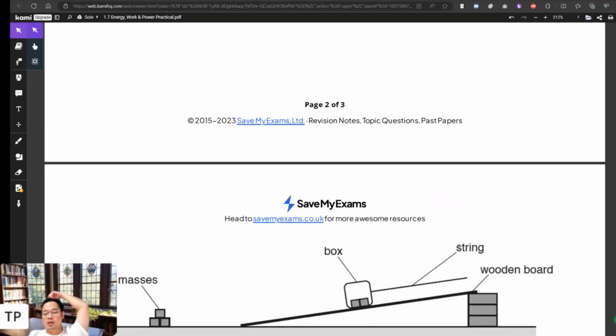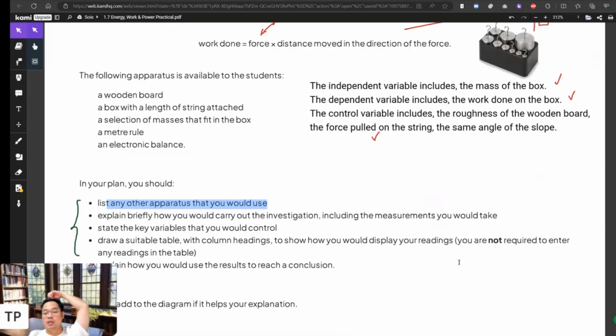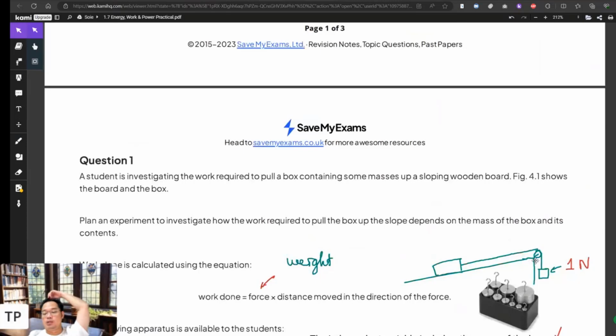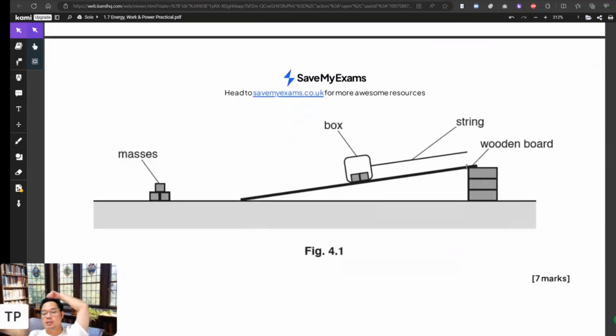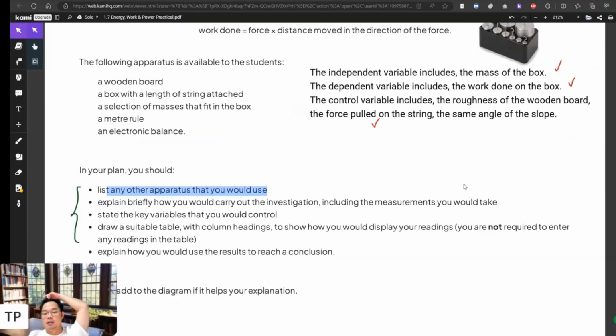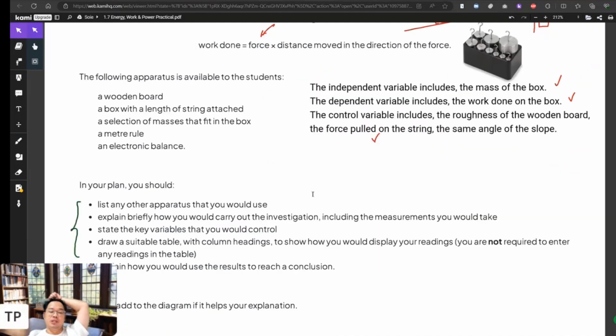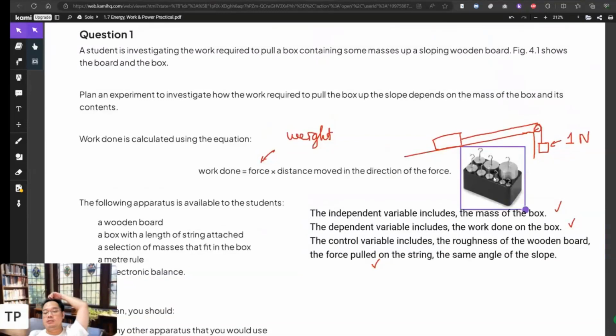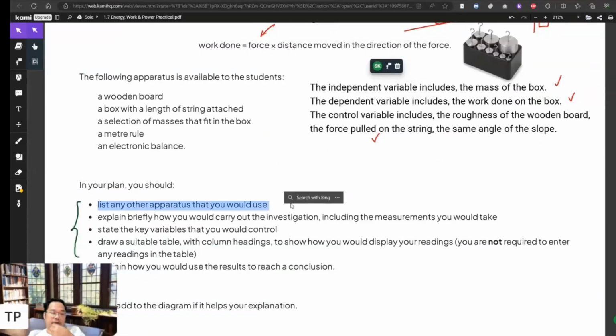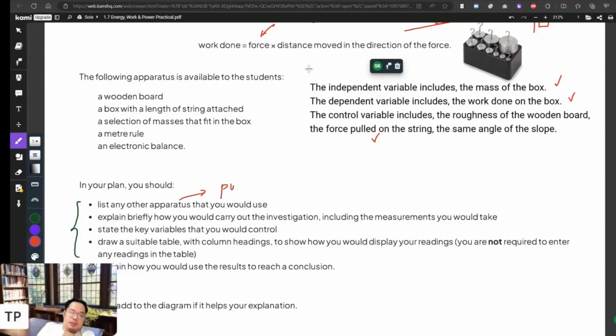So you would need some other things, such as a pulley that can be attached to an edge at the top of the slope, and then a weight set to control the force, maintaining it the same. Okay. So you need to mention those two things: pulley and weight set. In the list here, other apparatus, pulley and weight set. Okay.